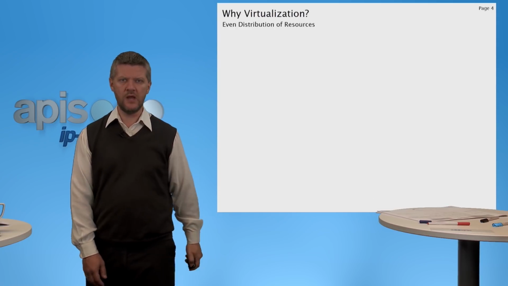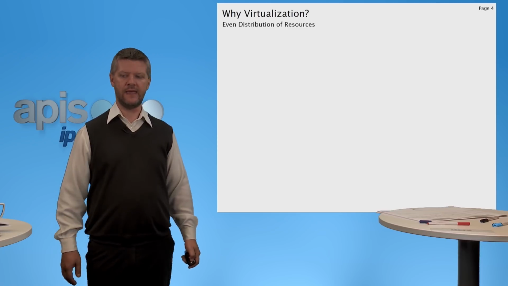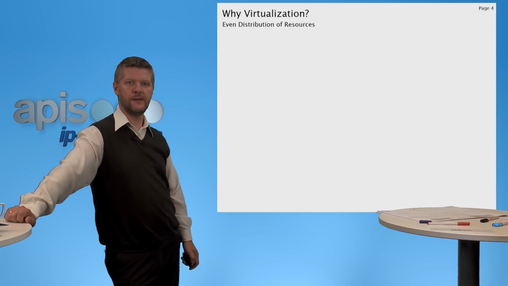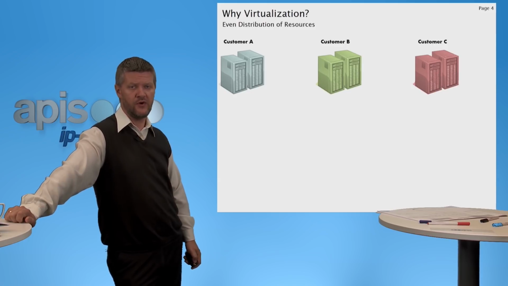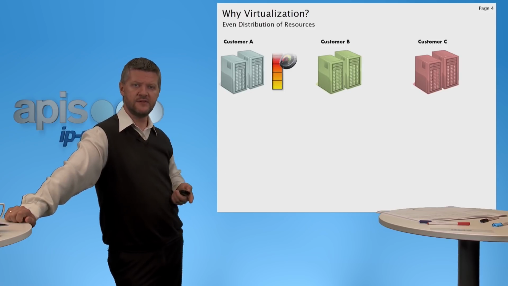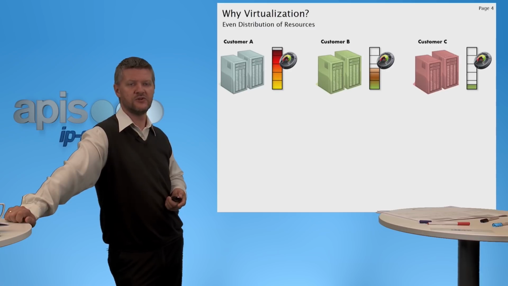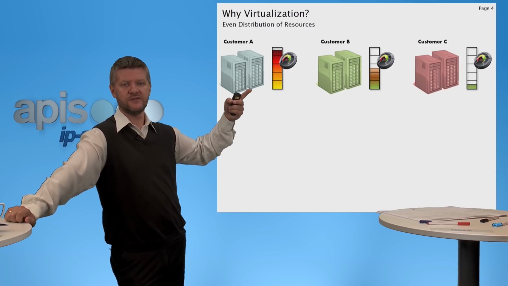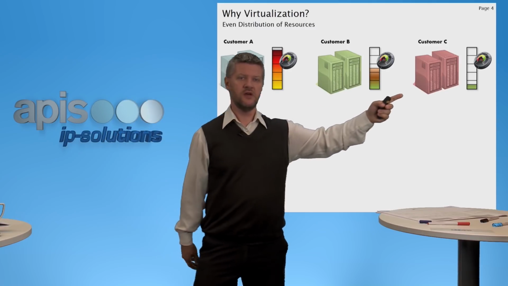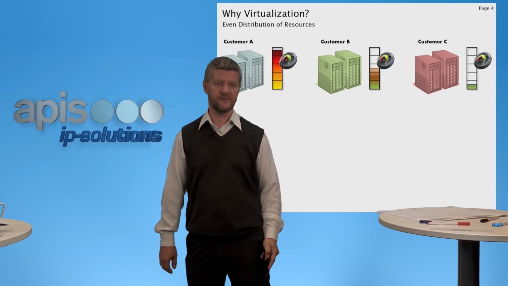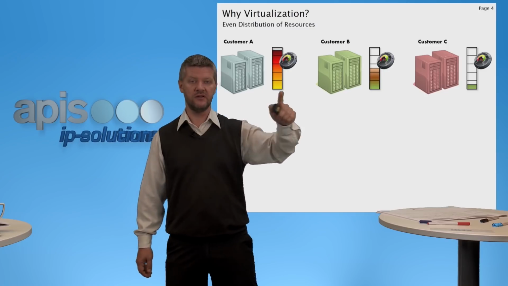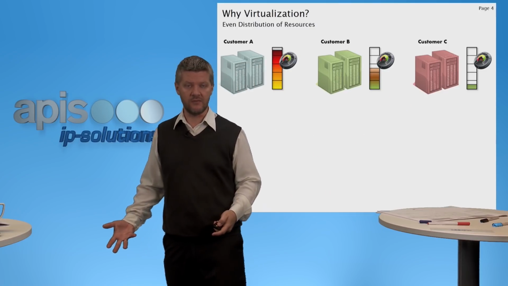So what can we do with this? Well, we can distribute the resource usage more evenly. We have 3 customers here. They use their resources very differently. Customer A uses almost all these resources, all the way to the other extreme. Customer C uses almost no resources. They have the same amount sort of assigned to them.